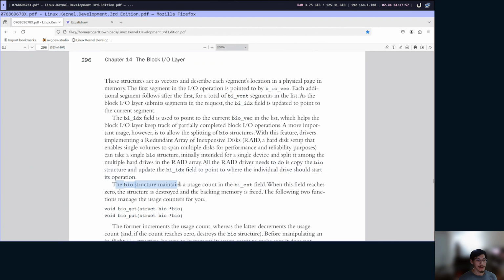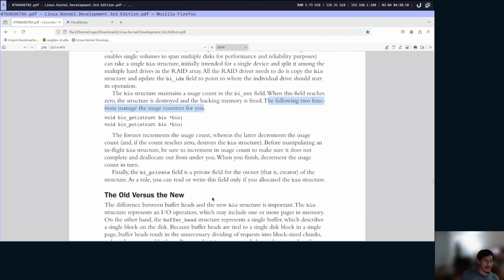The bio structure maintains a usage count in the bi_cnt field. When this field reaches 0, the structure is destroyed and the backing memory is freed. The following two functions manage the usage counters for you. Okay, bio_get, bio_put. The former increments the usage count. So it's the same thing as the buffer thing again. Whereas the latter decrements the usage count, and if the count reaches 0, destroys the bio structure.